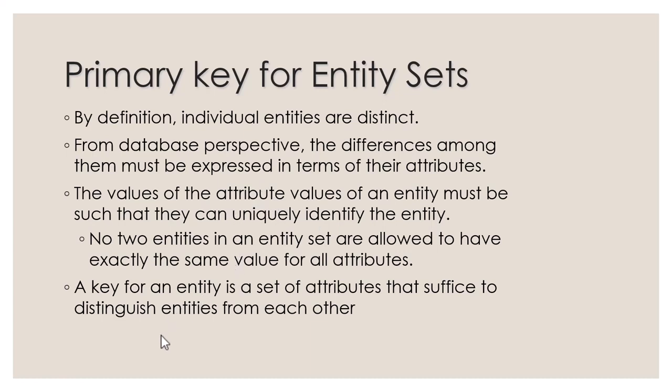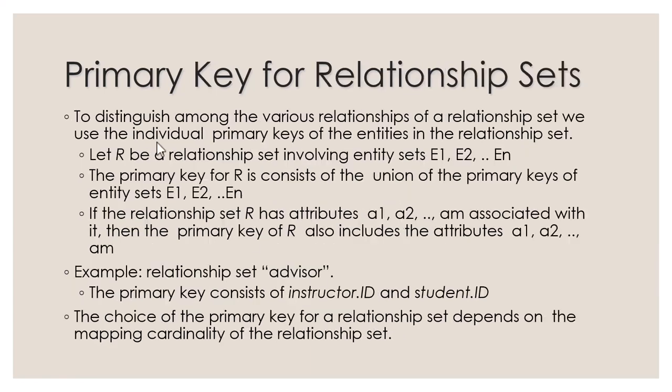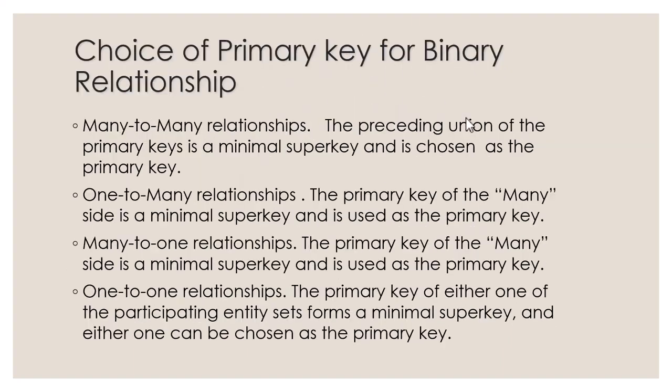Okay, so a key for an entity set is a set of attributes. It could be just 1 attribute, or it could be a set of attributes that suffice to distinguish entities from each other. A lot of times it's going to be the ID. It could be like a social security number. You can also distinguish among the various relationships of a relationship set. So again here you could also have primary keys that are associated with relationship types.